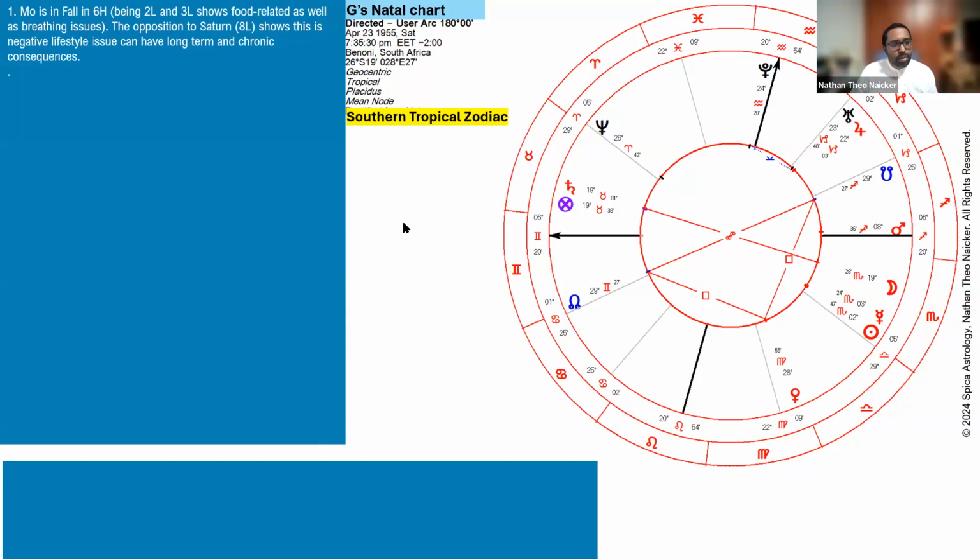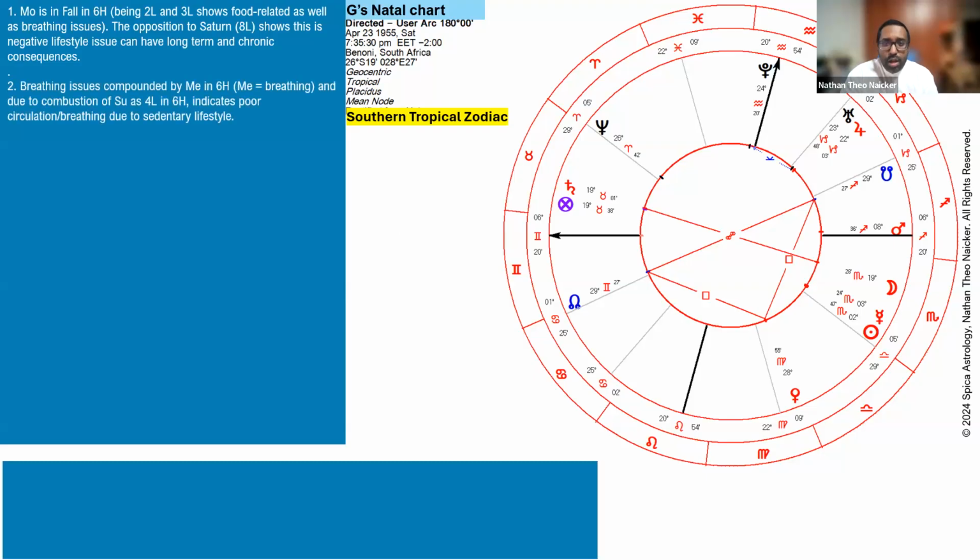The second point here is breathing issues are compounded by Mercury, who naturally indicates breathing, also being in the 6th house, also being the ascendant ruler, and also being combust. The sun being the 4th house ruler in the 6th house shows poor circulation and breathing due to sedentary lifestyle, because the 4th house is where you rest. The 10th house is where you work. So the sun as the 4th house ruler combusting the ascendant ruler, which is Mercury, shows that the poor circulation and breathing is due to sedentary lifestyle issues.